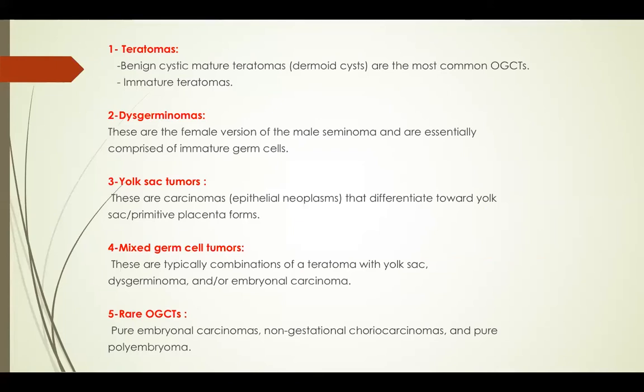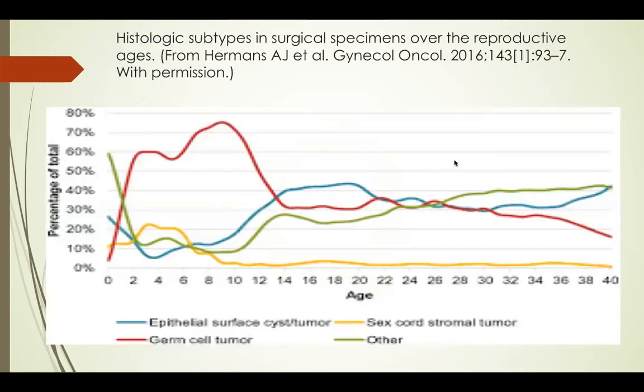Yolk sac tumors, these are carcinomas, epithelial neoplasms. Mixed germ cell tumors can be a combination of teratoma with yolk sac, dysgerminoma, or embryonal carcinoma. And there are rare ovarian germ cell tumors, which are pure embryonal carcinoma, non-gestational choriocarcinomas, and pure polyembryoma. So this diagram will show us that from the age of 2 in childhood to 10, you can see the germ cell tumor is the most common neoplasm of the ovary.